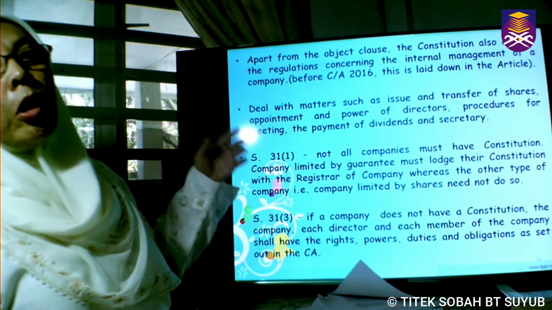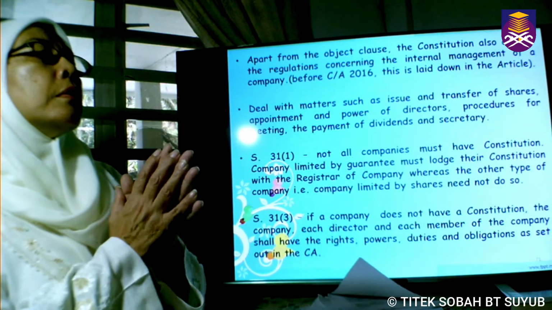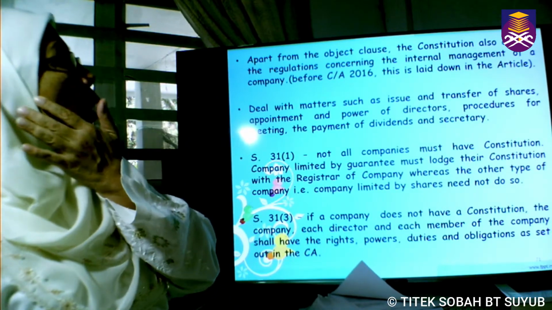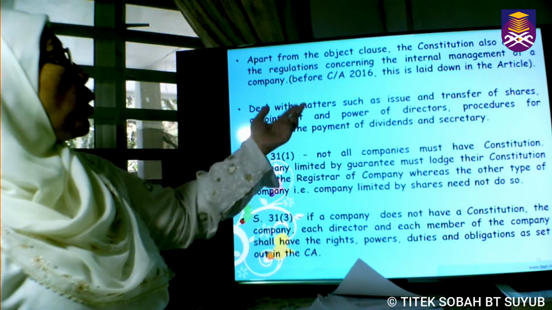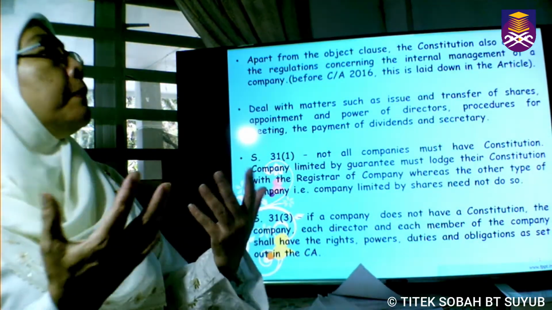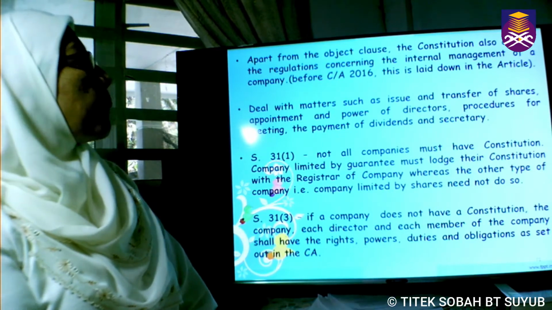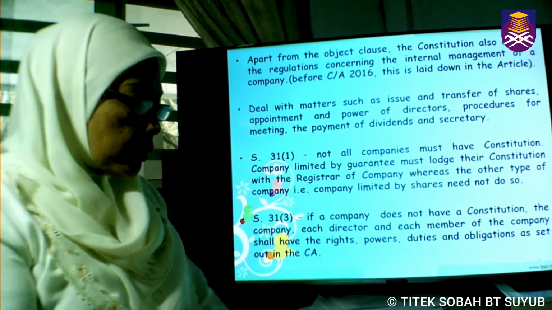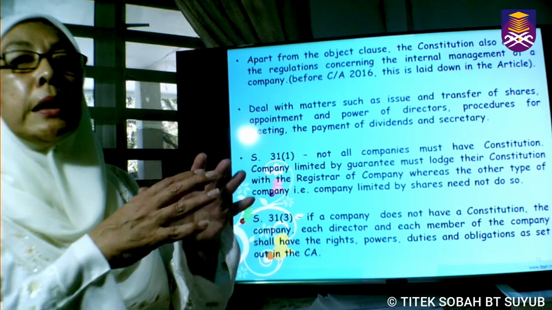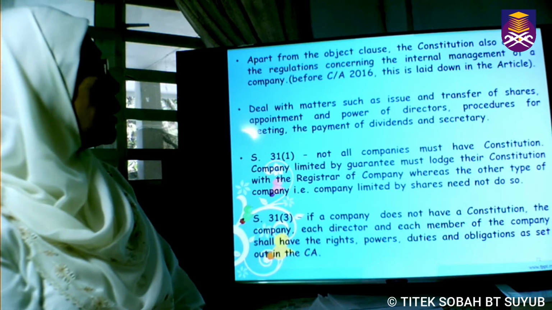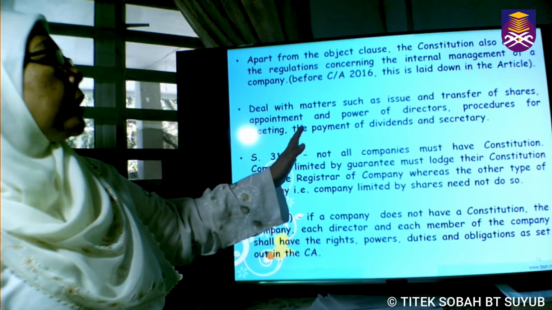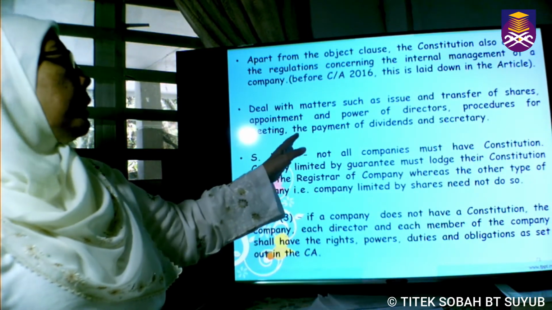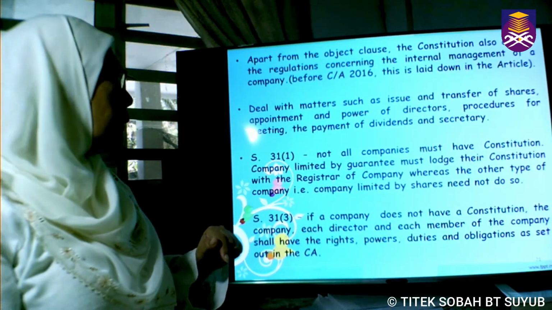So apart from the object clause, just now we said that the object clause is very important to know what can be done and cannot be done by the company. Apart from that, it also contains regulation concerning the internal management of a company. Before this, all this is inside the articles of association. Now, as I told you earlier, everything is included inside the constitution. This deals with matters such as issue and transfer of shares, appointment and powers of directors, procedure for meetings, payment of dividends and secretary.